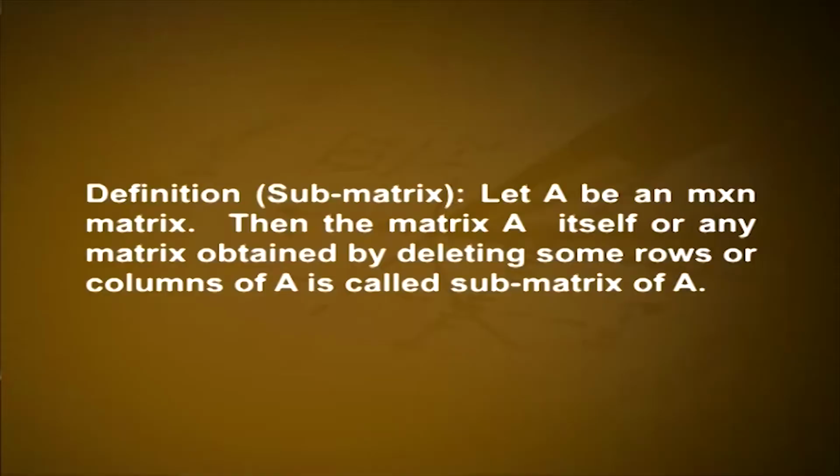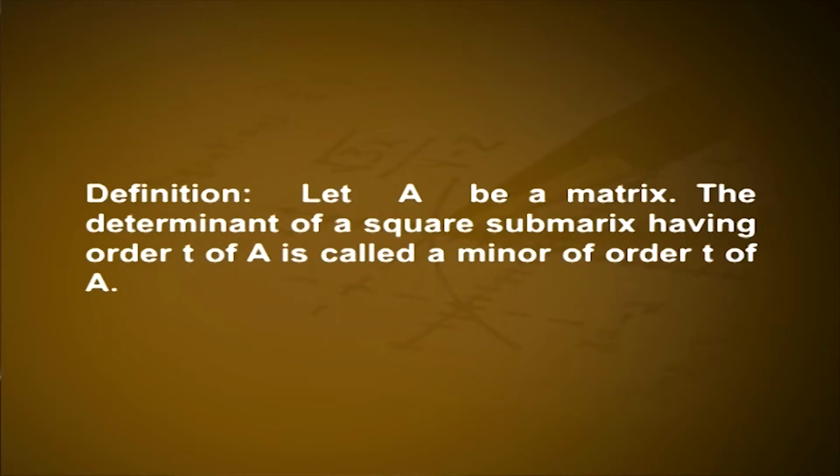We first recall the definition of submatrix of a matrix. Definition, submatrix: let A be an m by n matrix, then the matrix A itself or any matrix obtained by deleting some rows or columns of A is called a submatrix of A. Definition: let A be a matrix. The determinant of a square submatrix having order r of A is called a minor of order r of A.